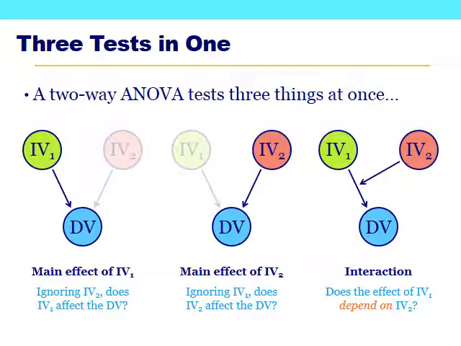Lastly, and most importantly, a two-way ANOVA tests for what's called an interaction, which is like a relationship between all three of these variables. An interaction occurs when the relationship between one of our independent variables and the dependent variable depends on the other independent variable. For example, in class on Monday, we talked about how the effect of being observed by an audience, which would be IV1 in this case, depends on the difficulty of the task, which would be IV2 in this case.